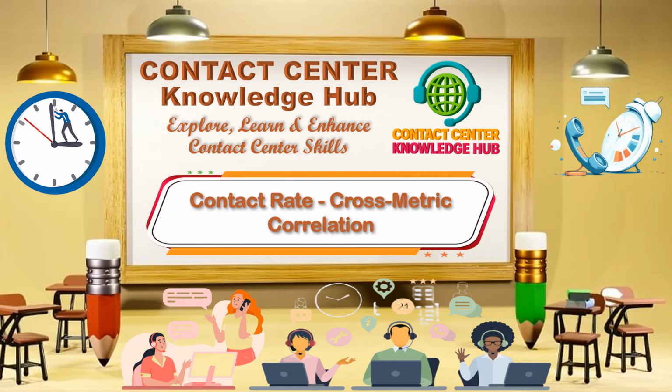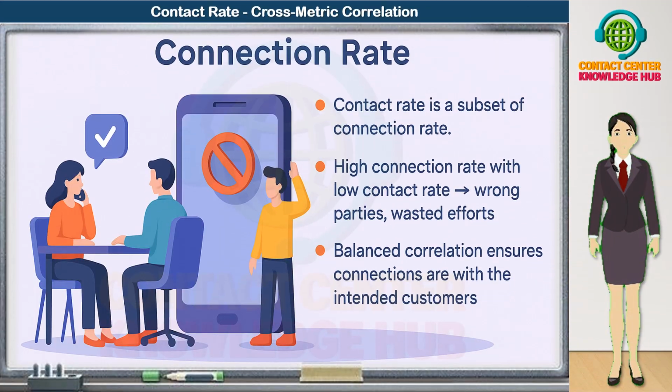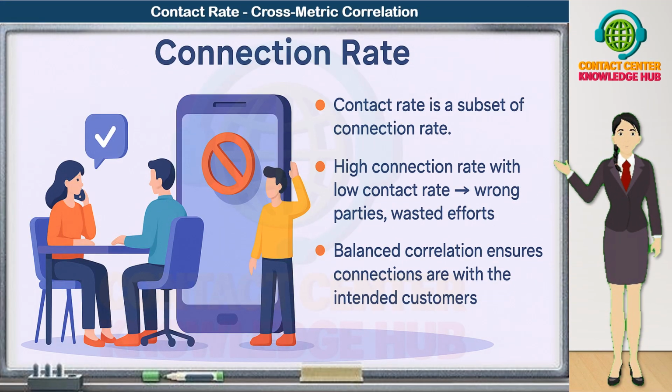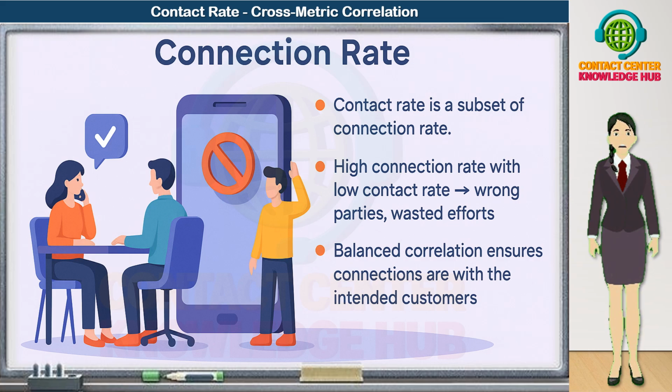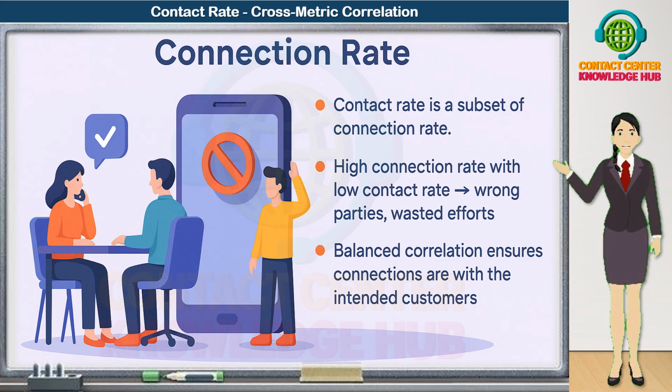Let's map the cross-metric correlation of contact rate in a contact center. Let's now explore how contact rate connects with other key outbound metrics, starting with its closest relative, connection rate. The connection rate measures how many outbound calls successfully connect to any live person, whether that's the customer, a family member, a receptionist. By contrast, the contact rate focuses only on right-party contacts, the calls that reach the intended customer. In other words, contact rate is a subset of connection rate.